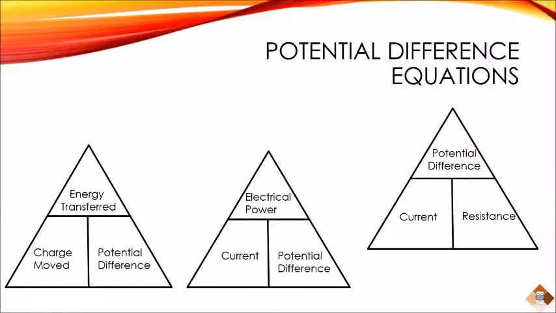Potential difference can be calculated in the following three equations. Potential difference equals charge moved. Potential difference equals energy transferred divided by charge moved. Potential difference equals electrical power divided by current, and potential difference equals current times resistance.